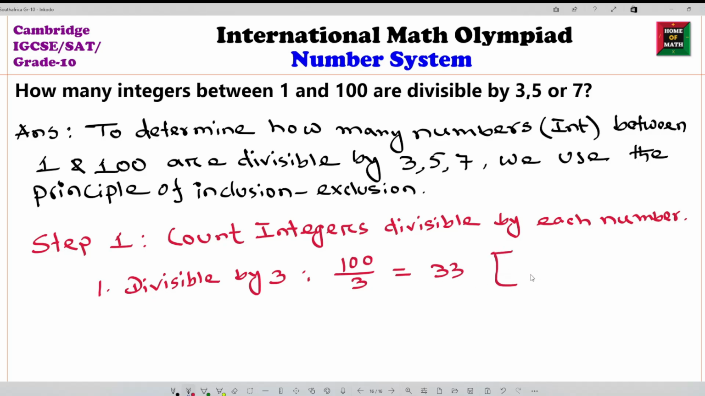What kinds of numbers are these? Suppose 100 we can divide by 3, right? Similarly, we can divide 96. So this 96 we can divide by 3, right? Similarly, we can divide 15, and this 15 also we can divide by 3. So from 1 to 100, 33 numbers we can divide by 3.